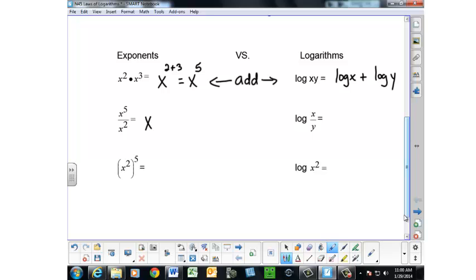Okay, on the next example, when it's division, you're going to subtract your exponents. So similarly, we're going to do the same with logs. Okay, log x, subtract log y.